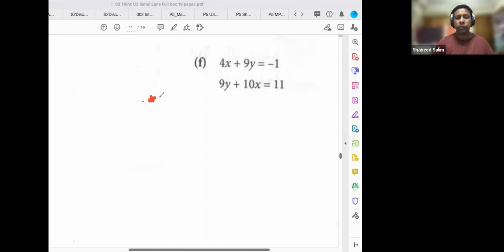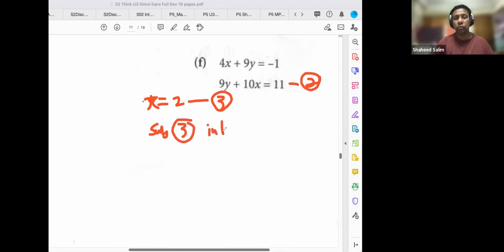Once you found out, you can call this number 3. X is here. So you can substitute. Let's say we substitute 3 into 2.